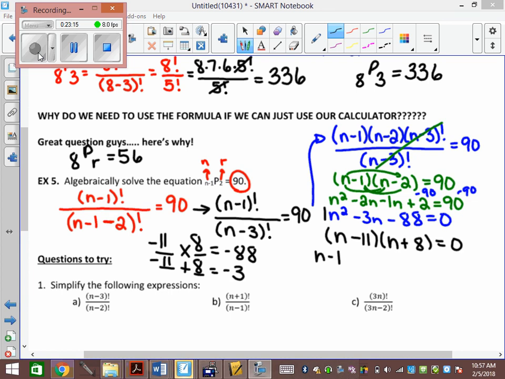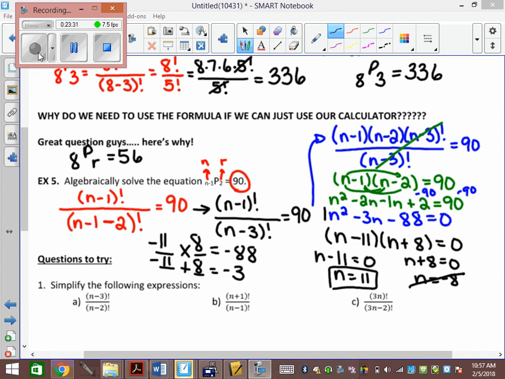N minus 11 equals 0. N plus 8 equals 0. N equals 11. N equals negative 8. Negative 8 makes absolutely no sense. So it's 11. Can we try it out?